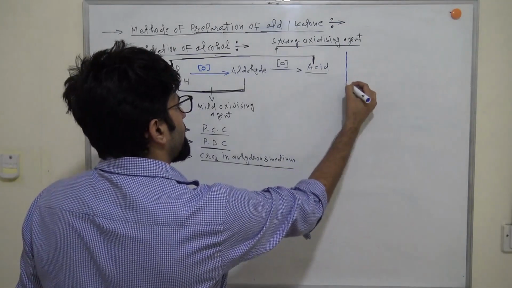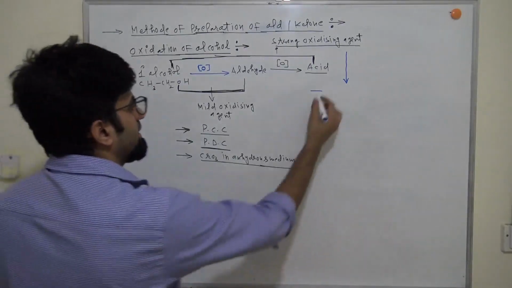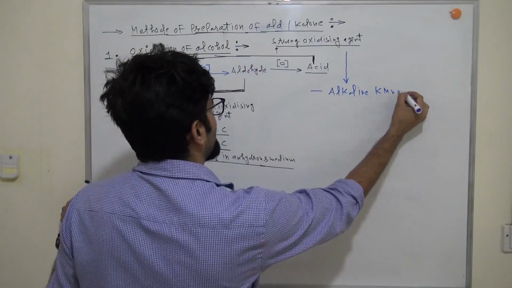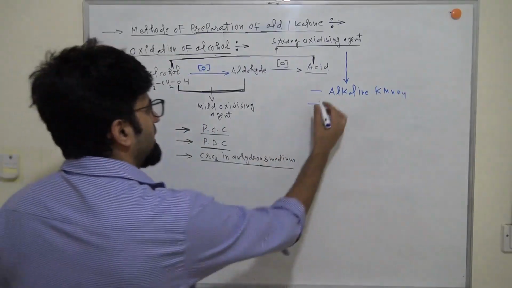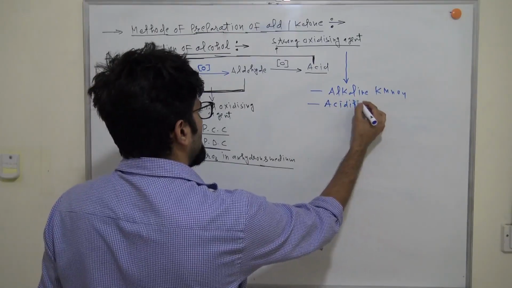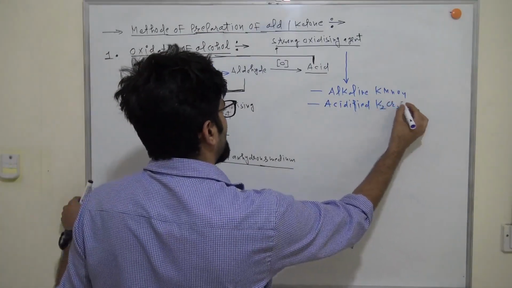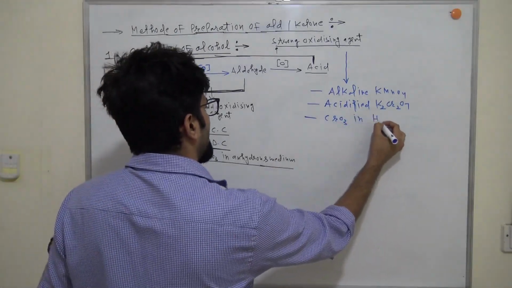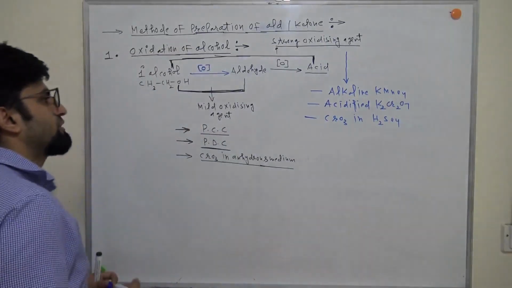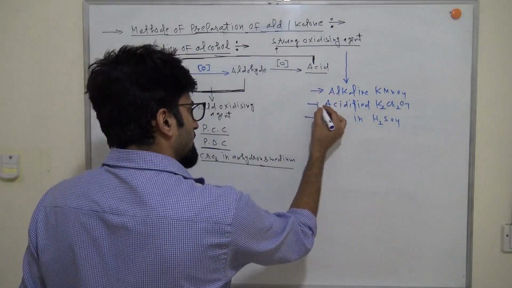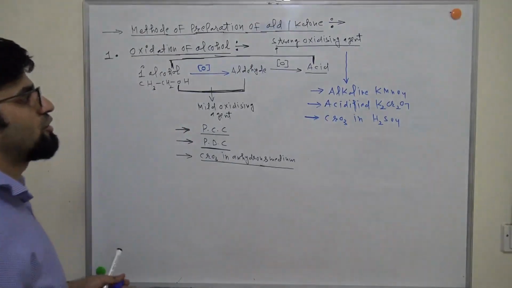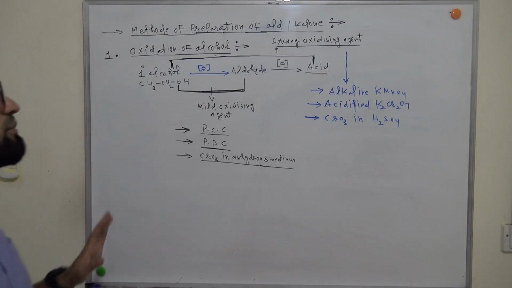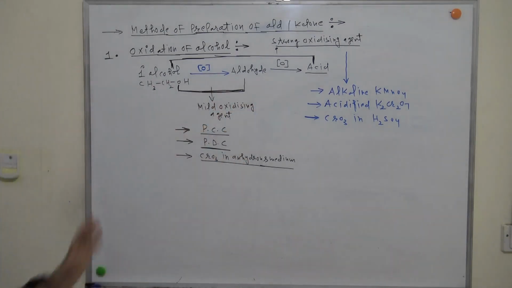Now let me give you the list of strong oxidizing agents also. Strong oxidizing agent is your favorite alkaline KMnO4, alkaline potassium permanganate, and the second one is acidified K2Cr2O7, potassium dichromate, and the third one is chromium trioxide in H2SO4. When they write these oxidizing agents, they are strong oxidizing agents, and they convert alcohol directly to acid. But pay attention, I will discuss a few more important points, right?